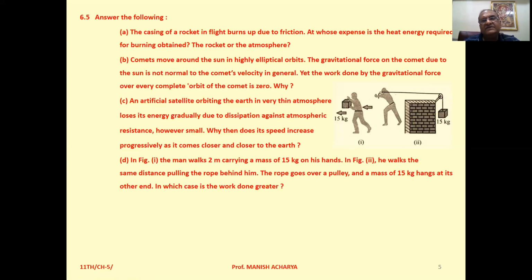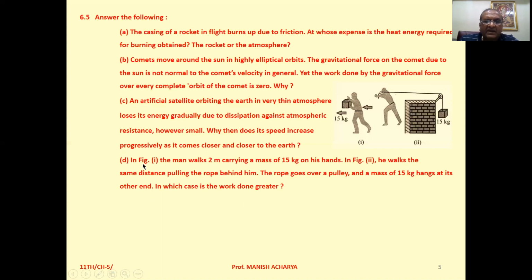Total energy remains constant, that is kinetic energy plus potential energy. So if potential energy decreases, then kinetic energy must increase, and only then will the total energy remain constant. Therefore, its kinetic energy increases, which causes an increase in its speed.